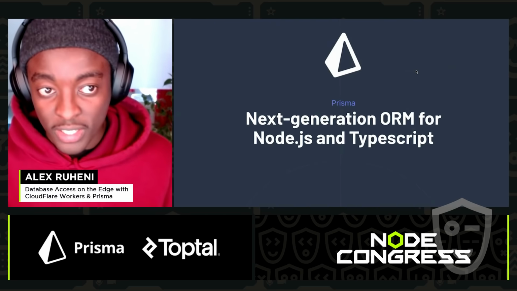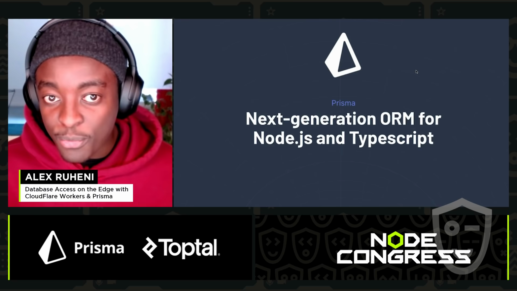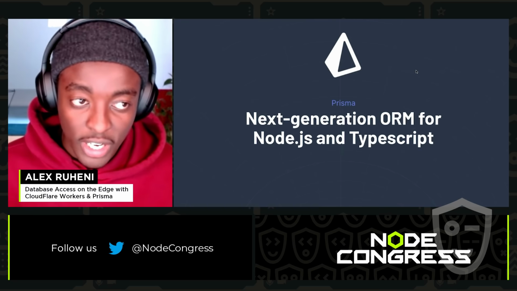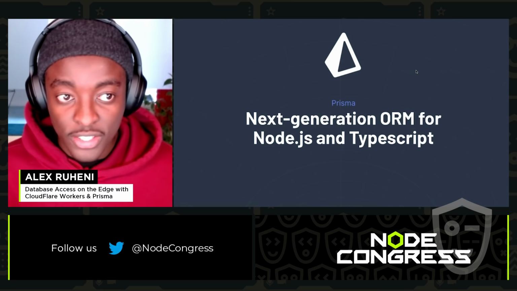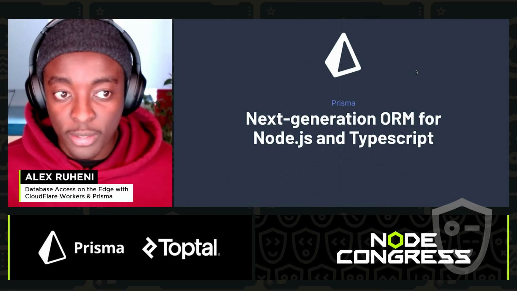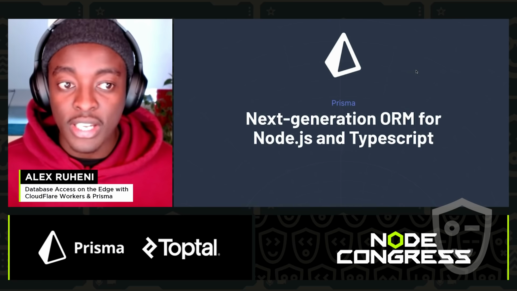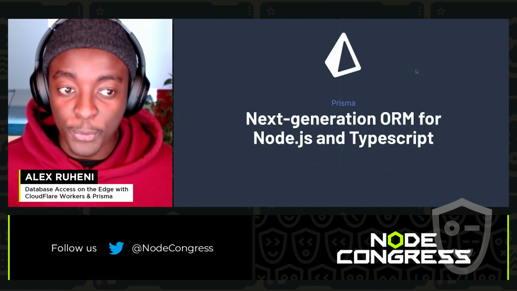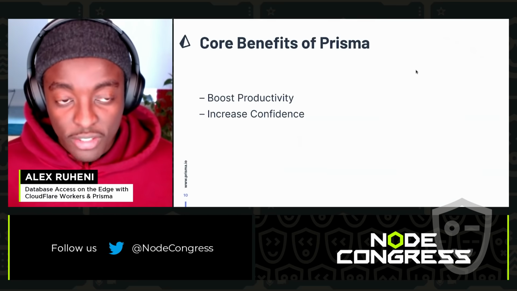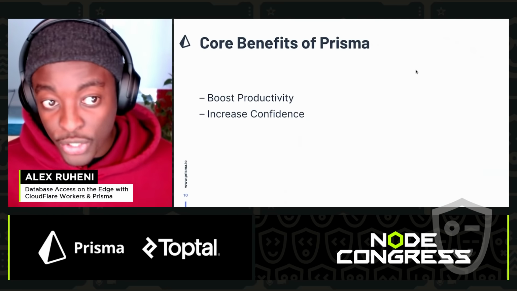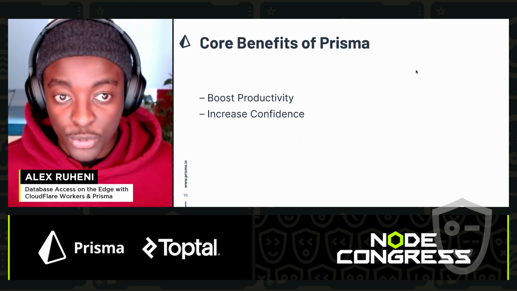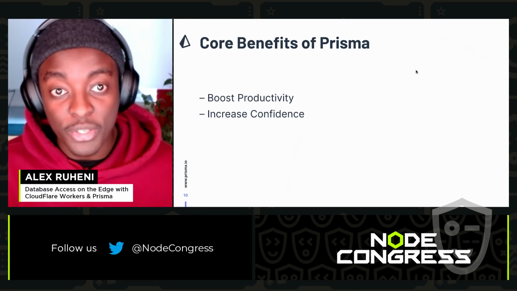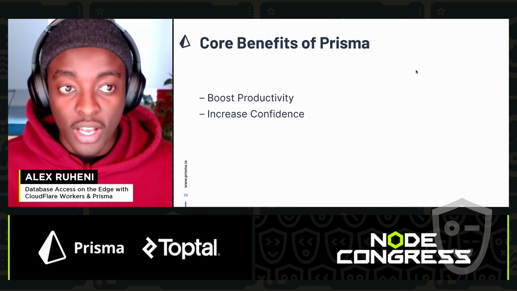So Prisma is a next-gen type-safe ORM for Node.js that works with both JavaScript and TypeScript. It supports a number of databases such as SQLite, MySQL, Postgres, SQL Server, and also CockroachDB and MongoDB, which are still in preview. The core benefits of Prisma are that it boosts productivity by letting developers query data in natural and familiar ways, and also providing a human-readable data model.